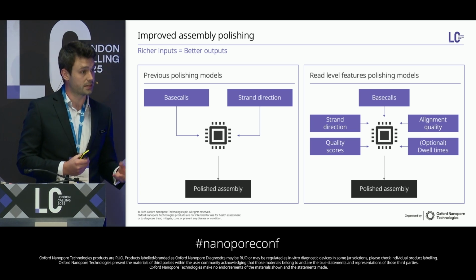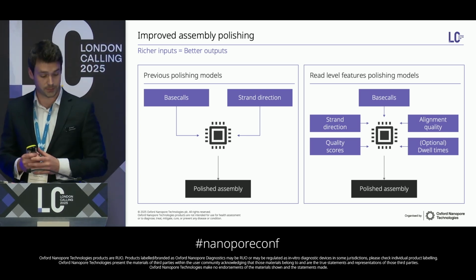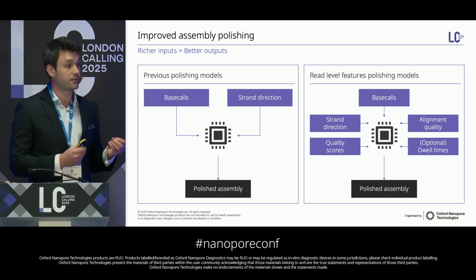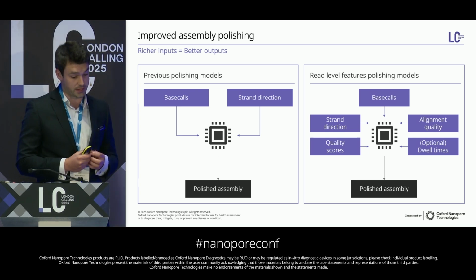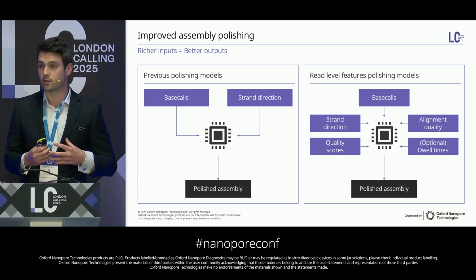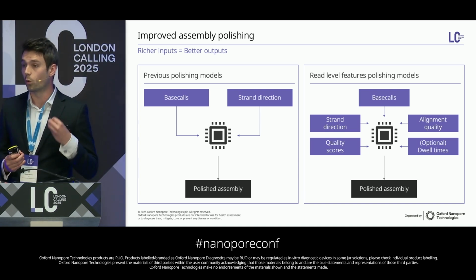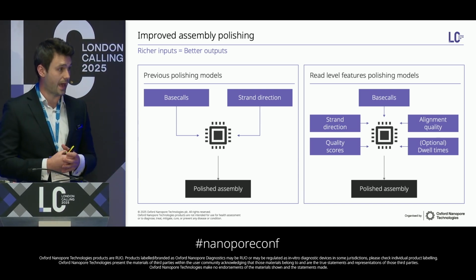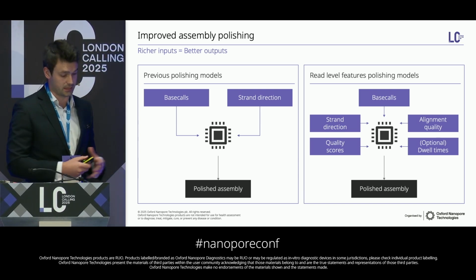The alignment quality, so has this read aligned to the correct part in the draft assembly, and even optionally some signal level information in the form of dwell times. What this means is that the model can make a better decision between what is an assembly error versus what's an error in this individual read.